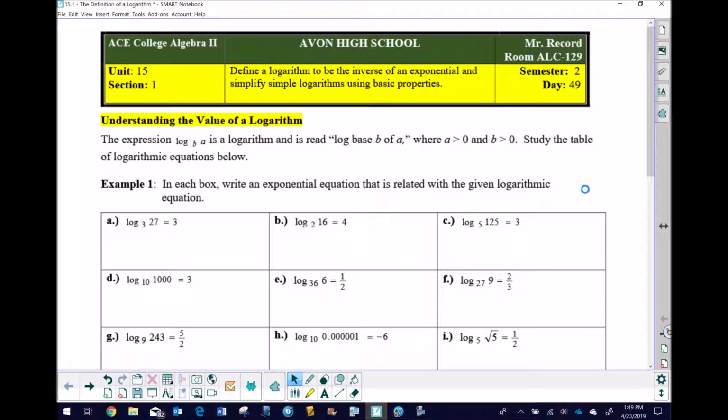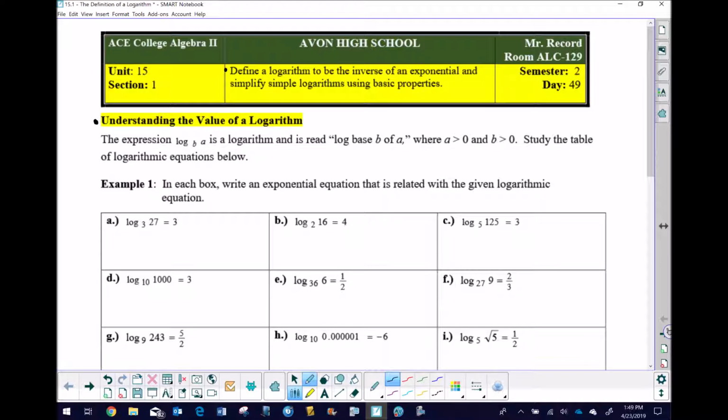So hopefully, before all is said and done today, our objectives will be met. The first objective is to define a logarithm as the inverse of an exponential, and then to simplify simple logarithms using some basic properties. Future lessons will expand upon those properties. So, first part, understanding the value of a logarithm.